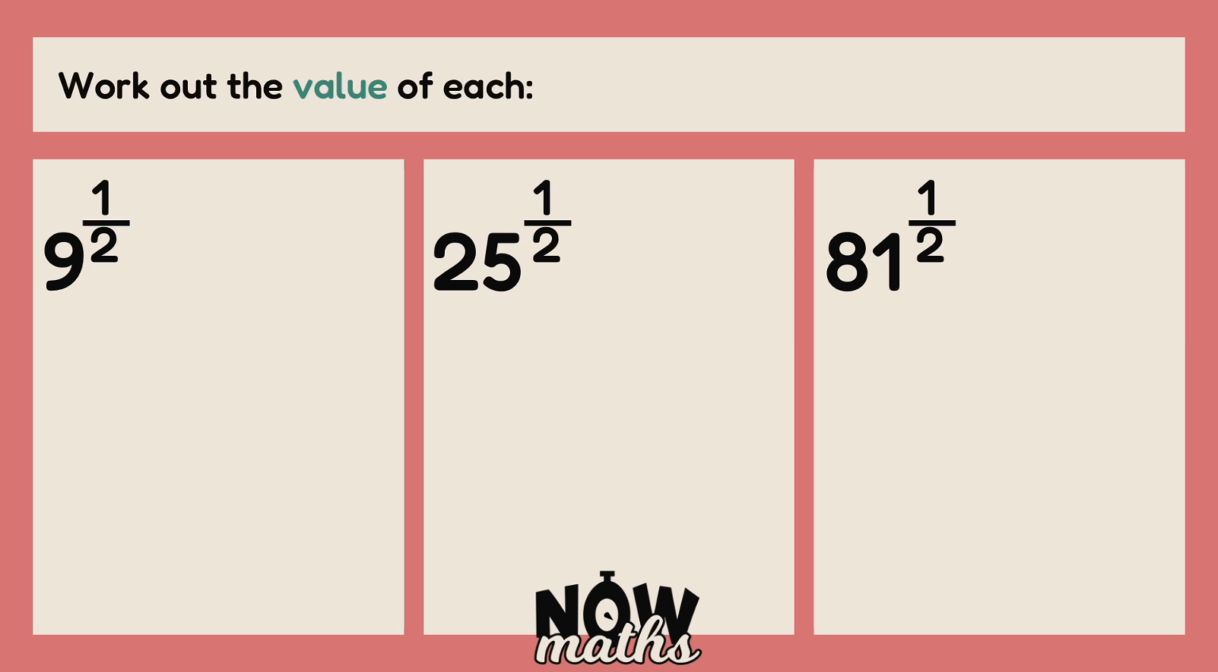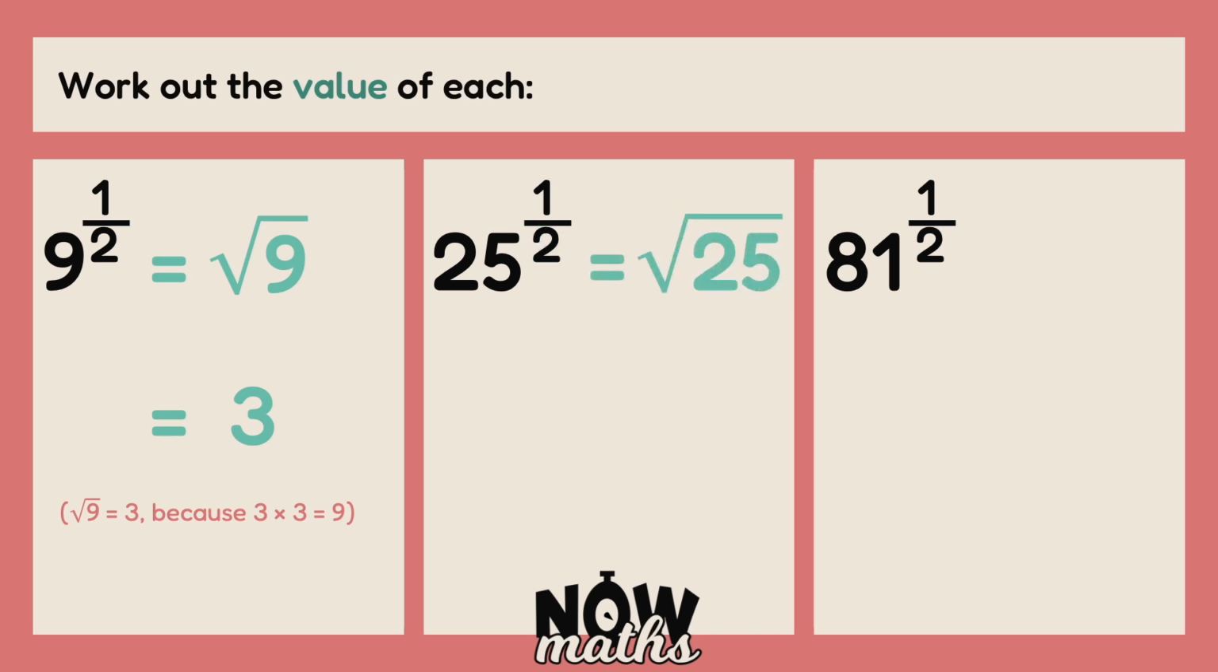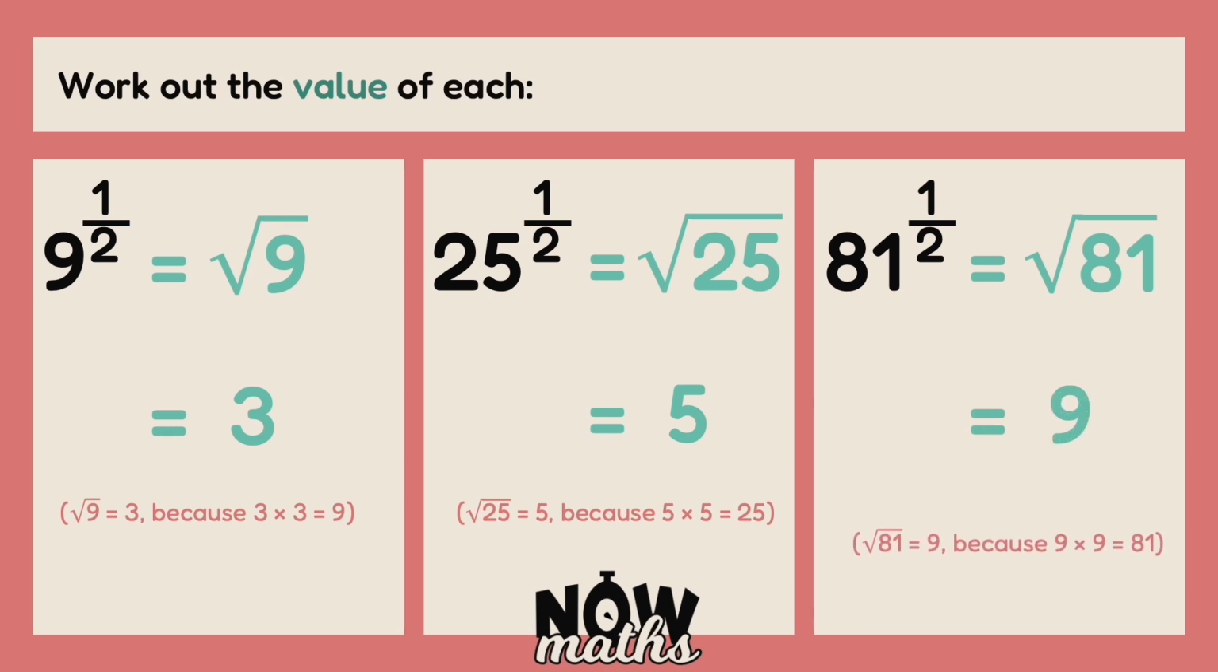So 9 to the power of a half is the same as the square root of 9, which is 3, because 3 multiplied by 3 is 9. 25 to the power of a half is the same as the square root of 25, which is 5, since 5 multiplied by 5 is 25. And finally, for 81 to the power of a half, we do the square root of 81, which is 9, because 9 multiplied by 9 is 81.